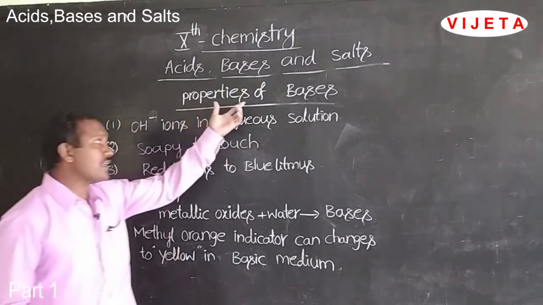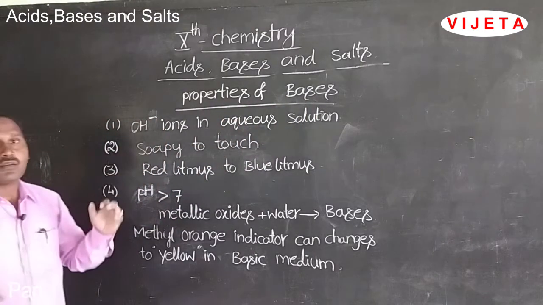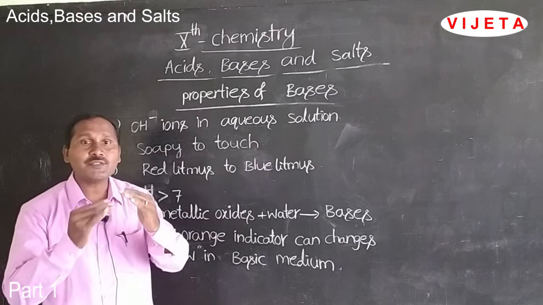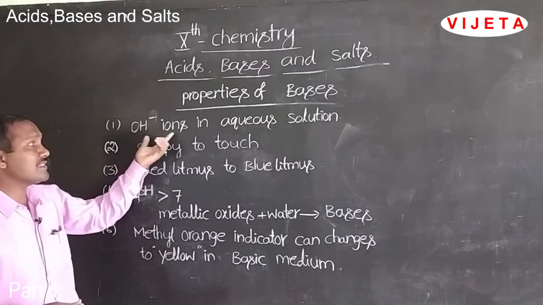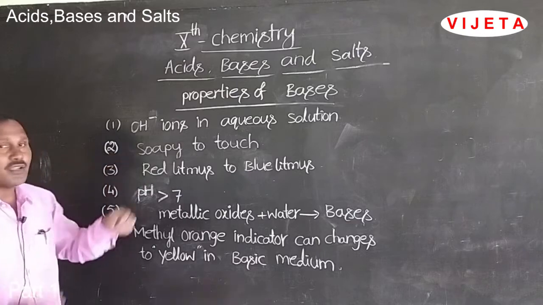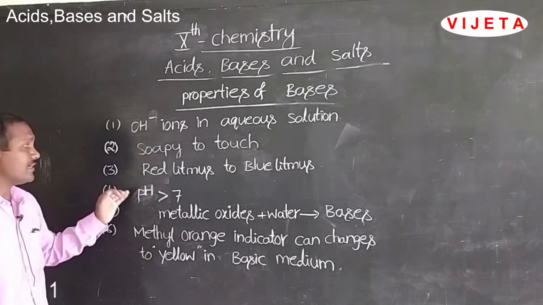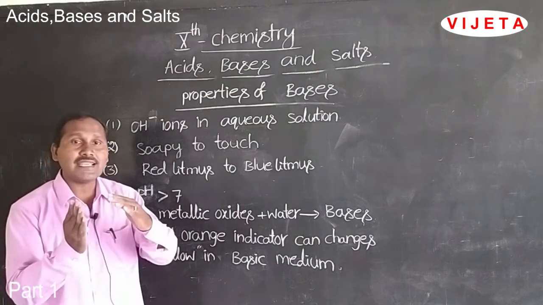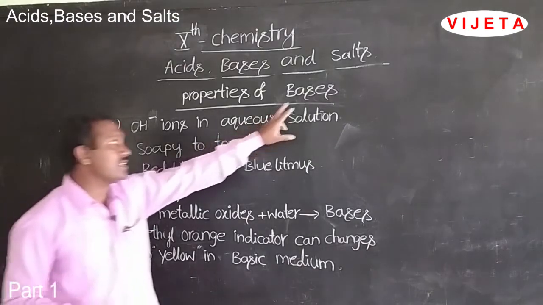Next is the properties of bases. First, a base is a substance which produces OH minus ions in aqueous solution. Simply, OH minus ions in aqueous solution. Next, bases are soapy to touch. The next property: bases turn red litmus paper into blue litmus paper. So that also identifies a base.